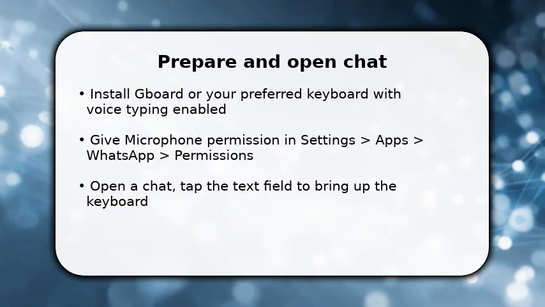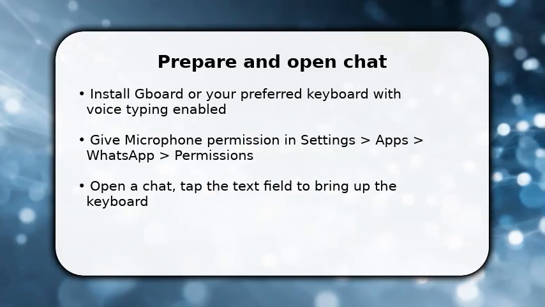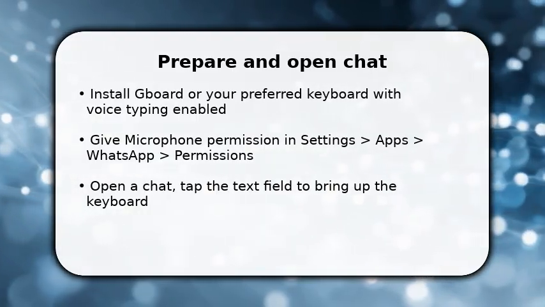You need Gboard or a keyboard that supports voice typing and microphone access. Grant that permission now. Once done, open WhatsApp and enter the chat where you want to send a message.